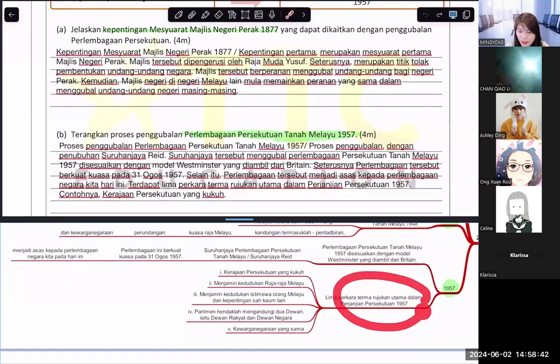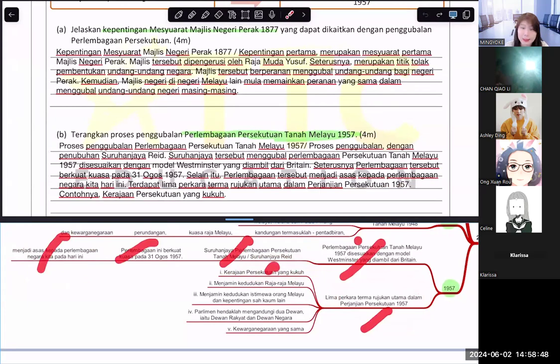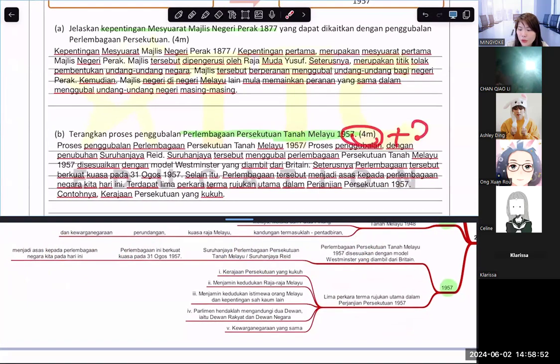Contohnya, this is another mark and this is another mark. So you got already 1, 2, 3, 4, 5, 6. 6 points. And 4 plus 2 extra. Guys, okay?